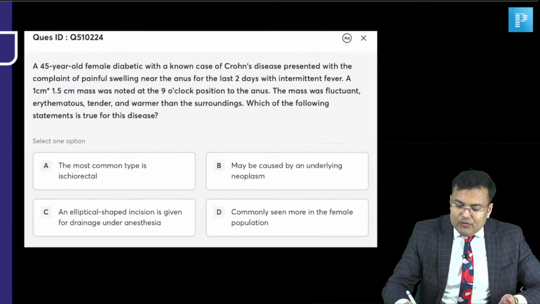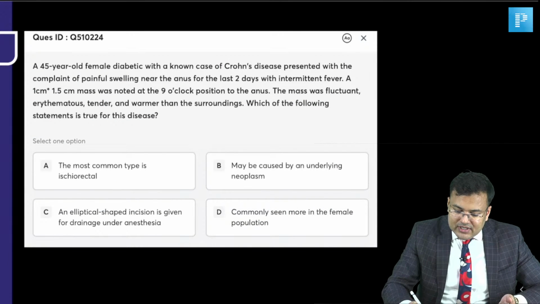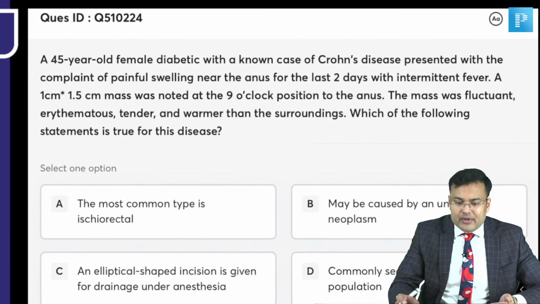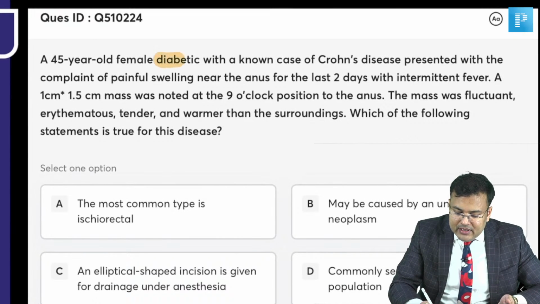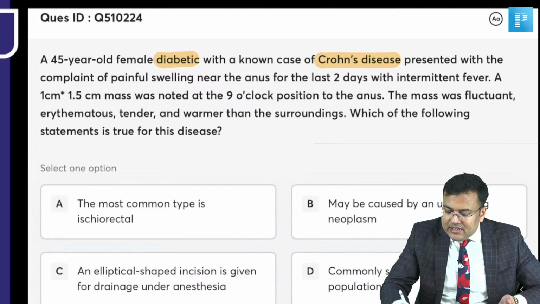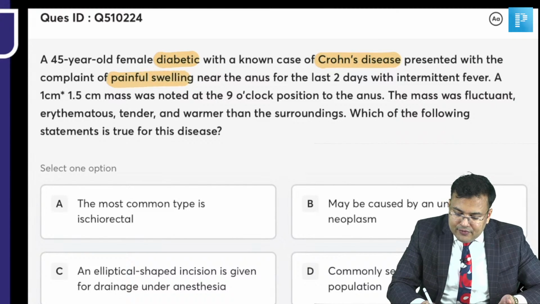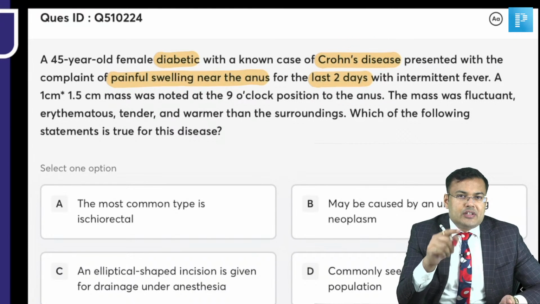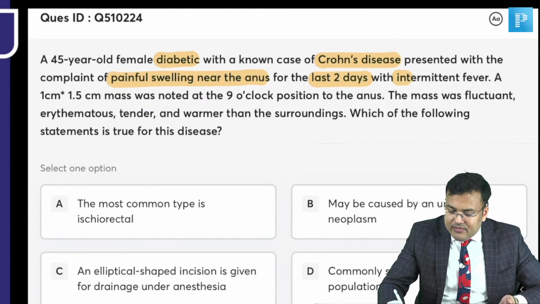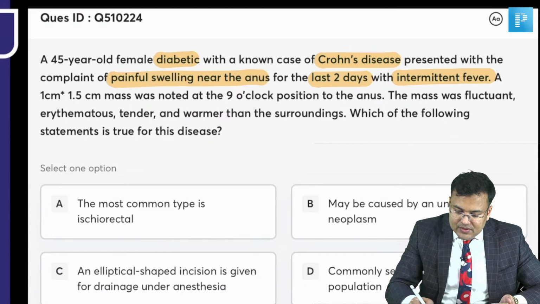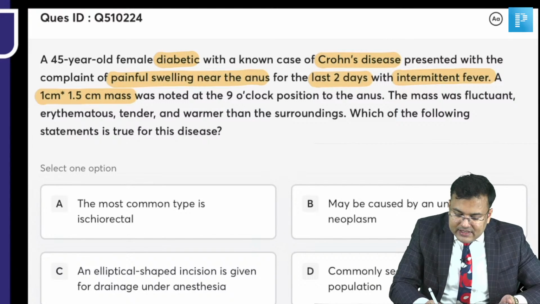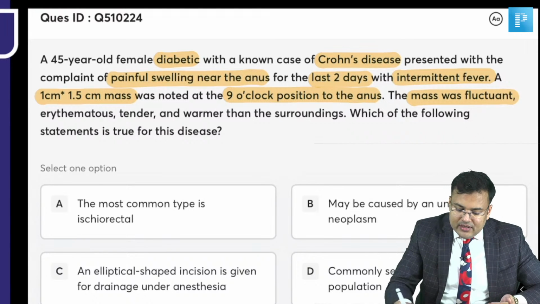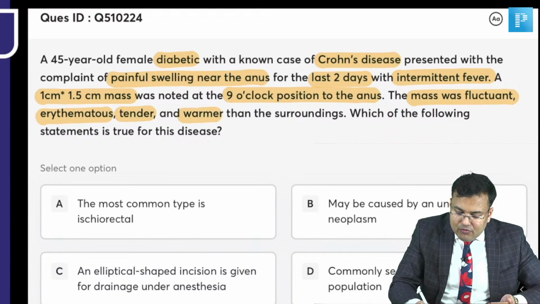Okay, guys. Now very easy question. Tell me guys, what's the correct answer here? See the question. 45 years old female diabetic, known case of Crohn's disease, presented with painful swelling near anus for the last 2 days, acute presentation. She is having pain, she is having intermittent fever. 1 into 1.5 centimeter mass at 9 o'clock position of anus. Mass was fluctuant, erythematous, tender, warmer.